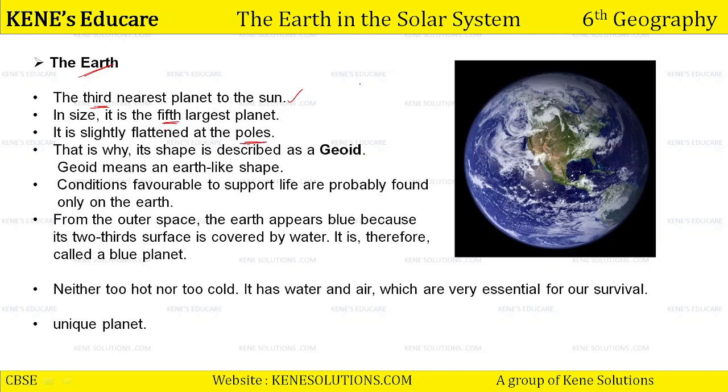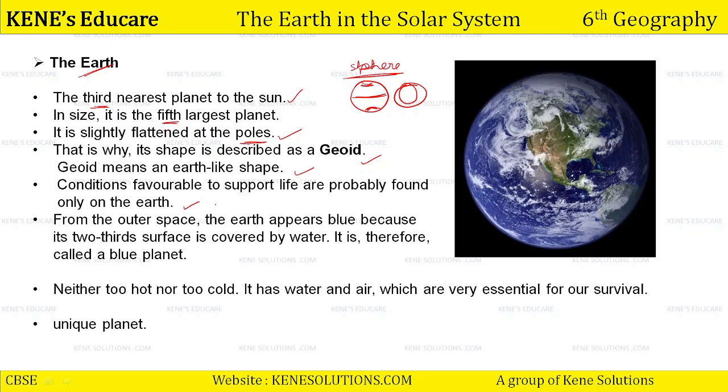As I have shown you various times, Earth is a sphere. And just like a sphere, it is flattened at the poles. Flattened, not very sharp. That is why its shape is described as a geoid. Geoid means an earth-like shape. Conditions favorable to support life are probably found only on Earth.